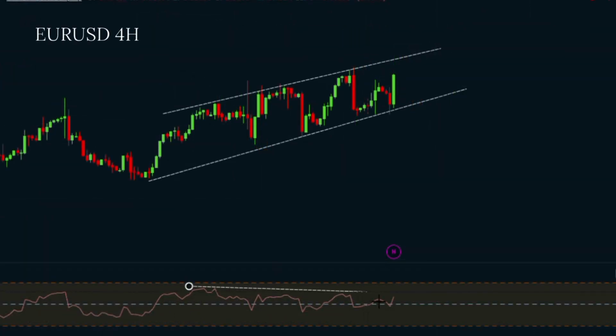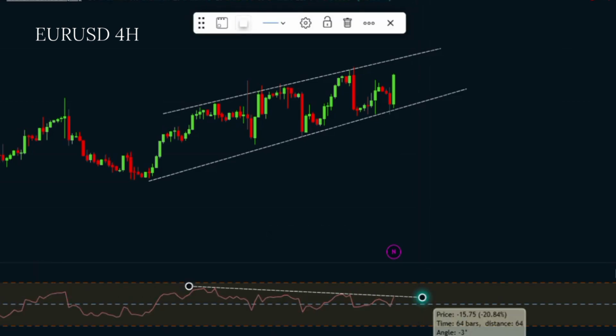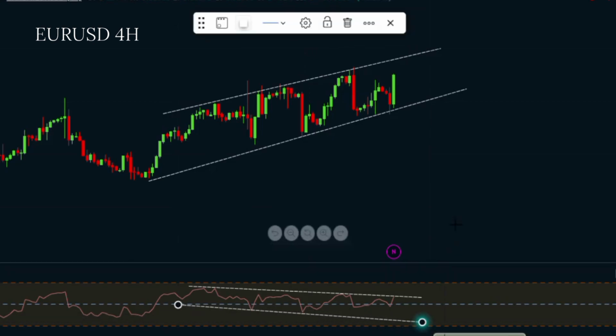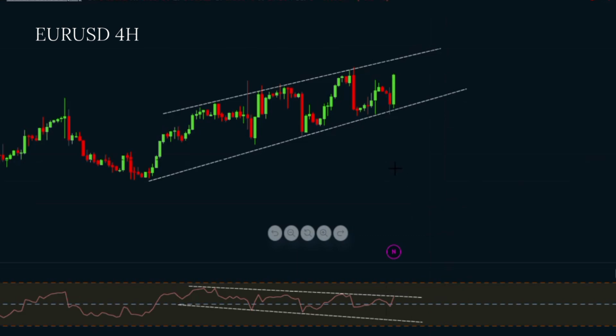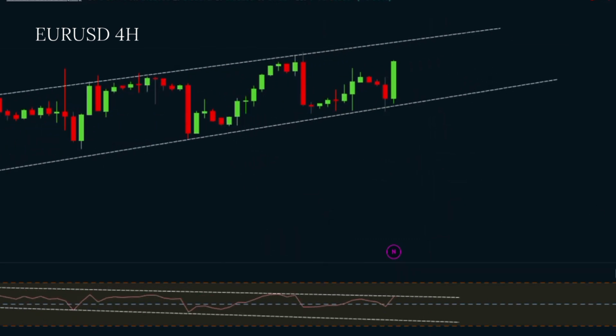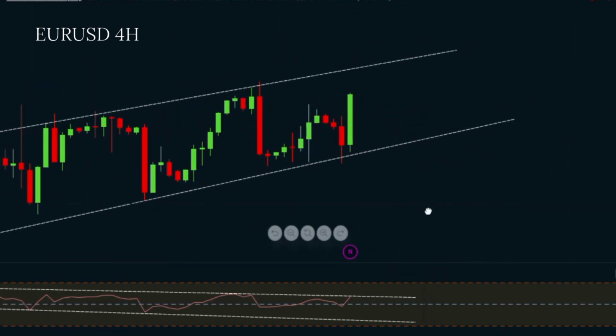Here on the same EUR/USD 4-hour time frame, the market is trending upwards, consistently forming higher highs. On closer analysis, the price is moving within an ascending channel, but when we shift our focus to the RSI indicator, it's forming a descending channel. This divergence between price action and the RSI signals potential weakness in the uptrend, prompting us to pay closer attention to what the price does next.